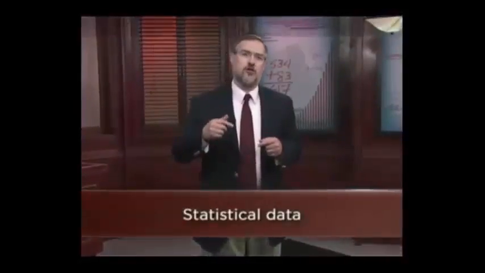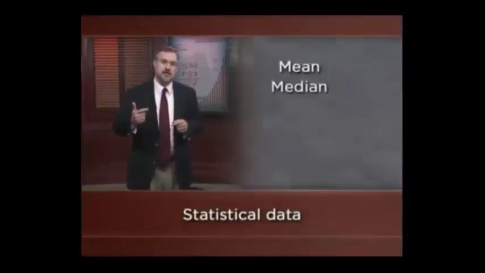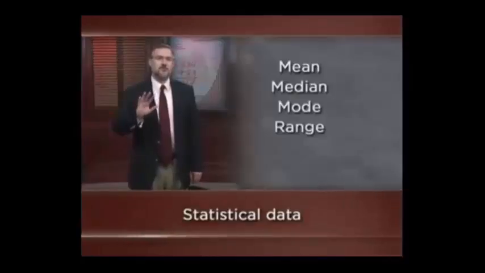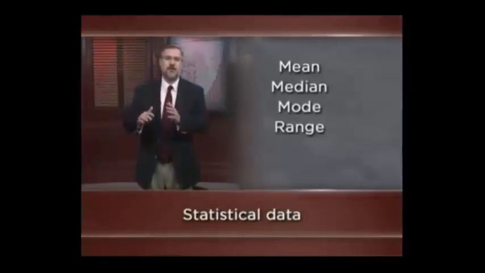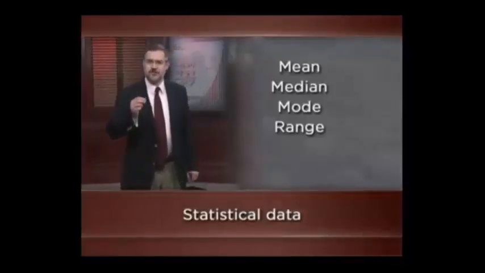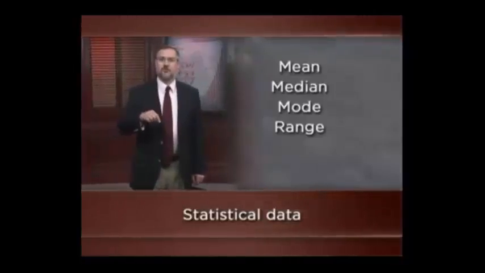I would like to focus on 4 of the most basic measurements that people use when they're looking at statistical data. These are called the mean, the median, the mode, and the range. Let me try to explain these words first as vocabulary terms, if you will, and then we'll look at several examples of how these are used.